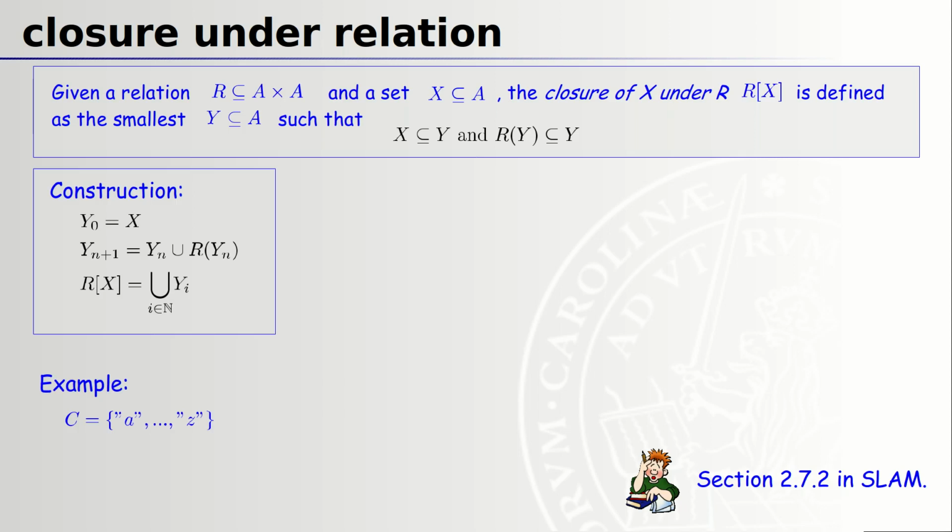Let C be the set of all lowercase characters from A to Z. The relation we're interested in, R, is a relation over the strings, the finite sequences in C. It relates any string S in C star to the string that consists of any character from C, followed by the string itself, followed by the same character again.